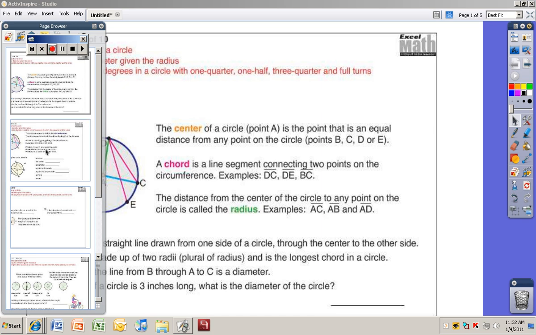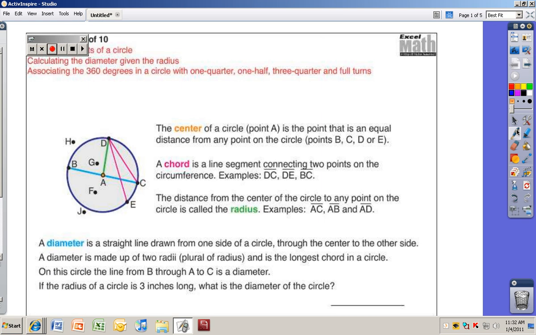Fifth grade Excel, lesson 75. And this is going to be on recognizing parts of a circle, calculating the diameter given the radius, and associating the 360 degrees in a circle with 1/4, 1/2, 3/4, and full turns.